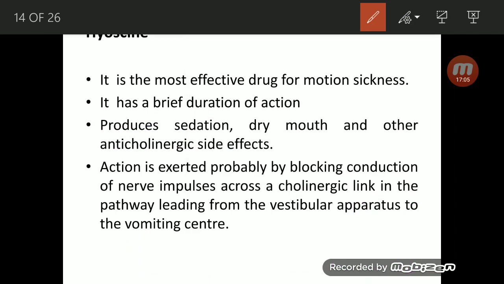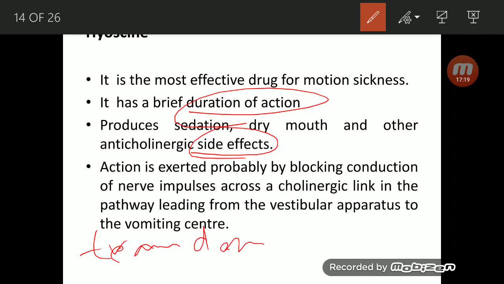Now in the case of hyoscine, since it produces a higher amount of side effects and the duration of action is very short, a transdermal patch has been developed. Because of the transdermal patch, it gives you a longer duration of action and it produces fewer side effects as well. Okay, so this is all about hyoscine.